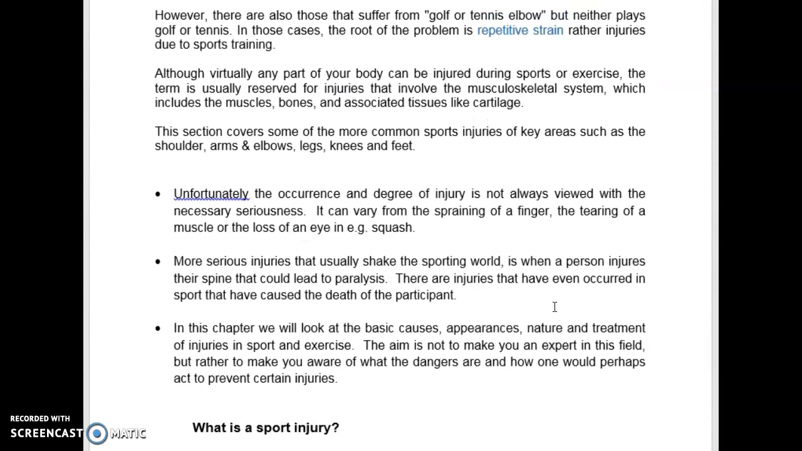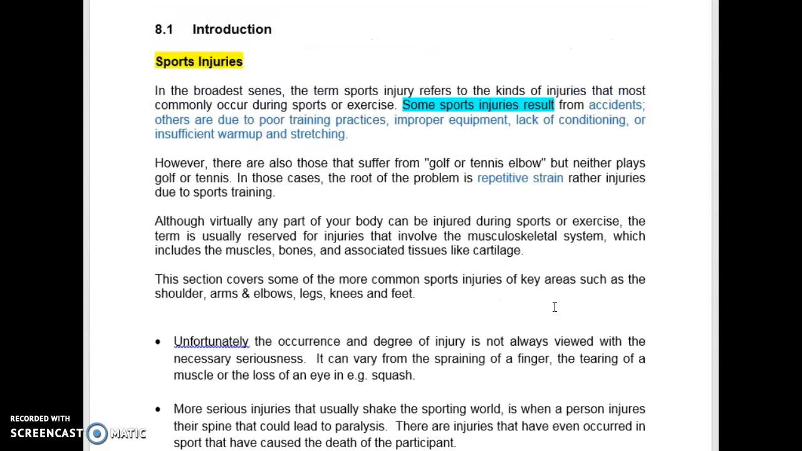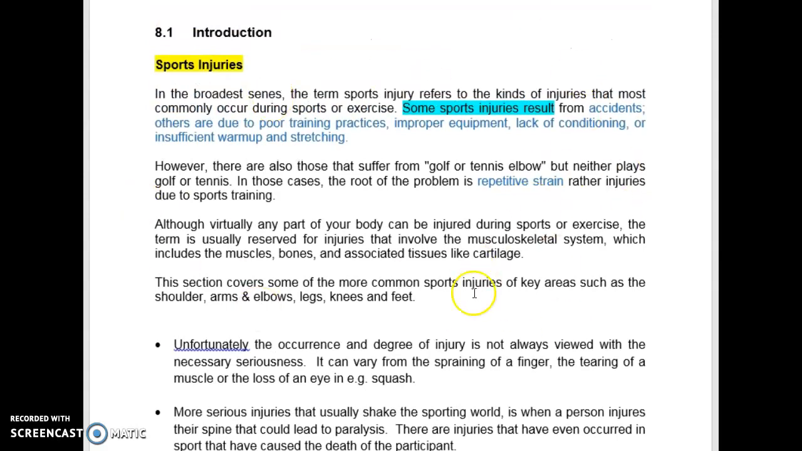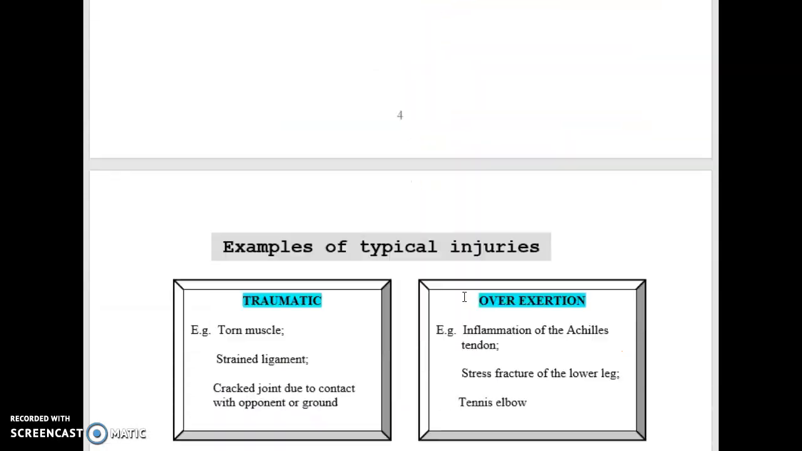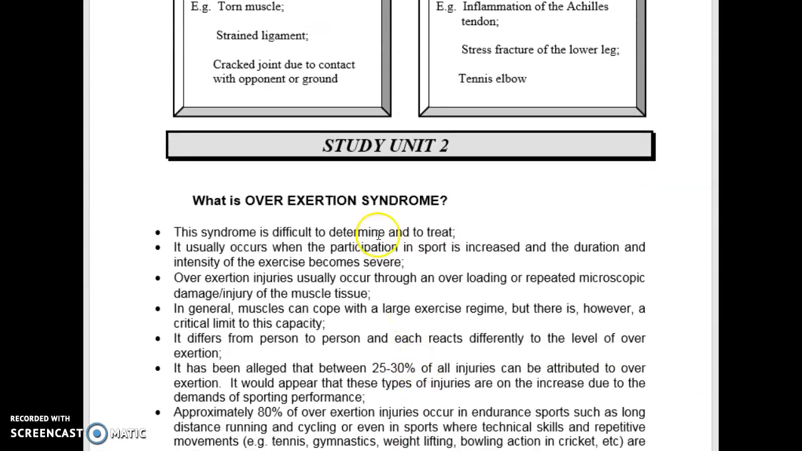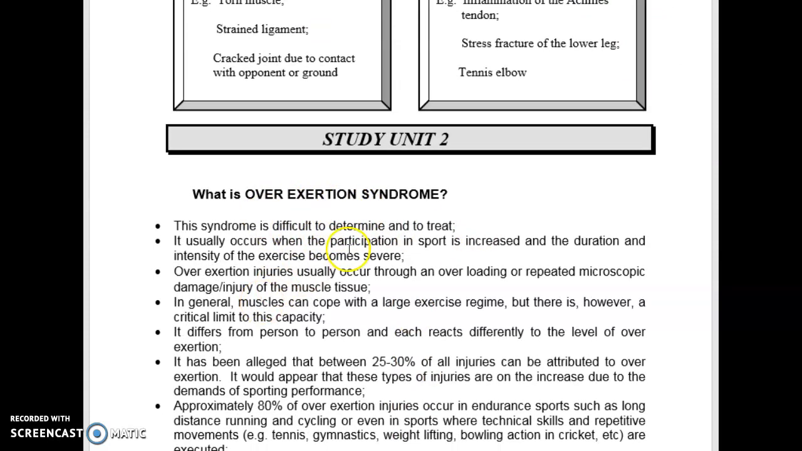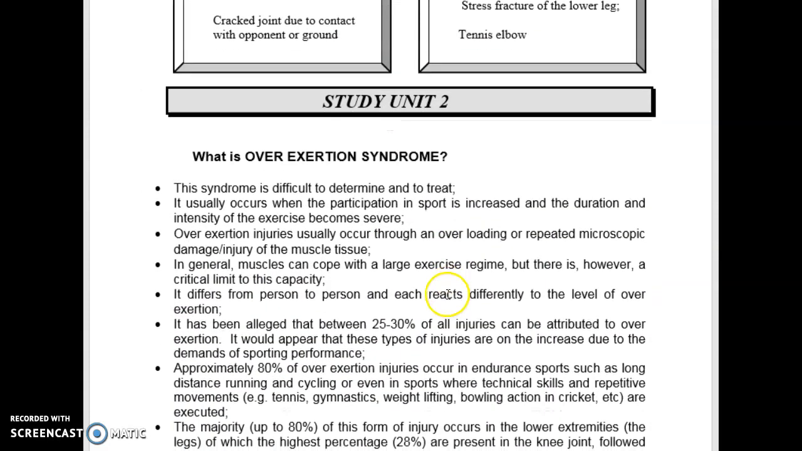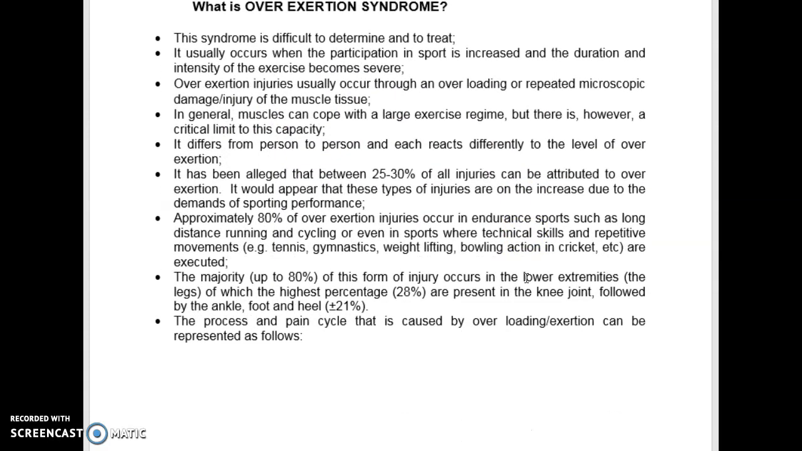There was something about that here somewhere. Yeah, here we go. Overexertion, just so that you know, occurs when the participation in sport is increased, and then the duration and the intensity of the exercise becomes severe. Overexertion injuries usually occur through an overloading or repeated microscopic damage injury to the muscle.